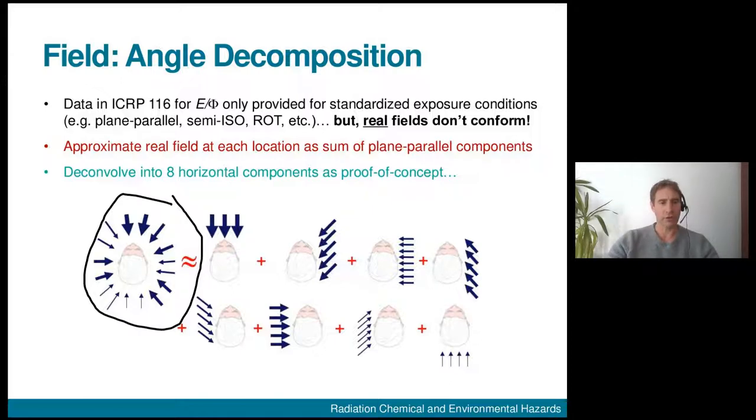So instead, we decided to approximate the real field, so this field on the left, as a linear sum of plane parallel components. In other words, we broke this complicated field down into a component coming from the front, plus a component coming from 45 degrees, and a component coming from the right, and so on. And so the real field is then the linear sum of those different components. Within this proof of concept, we deconvolved into 8 horizontal such components.